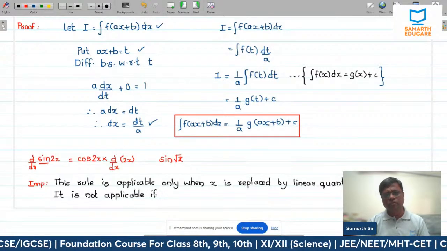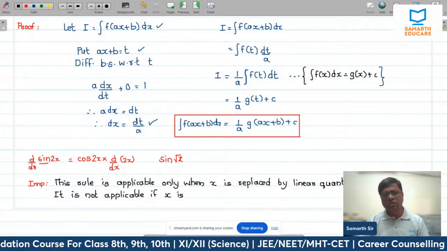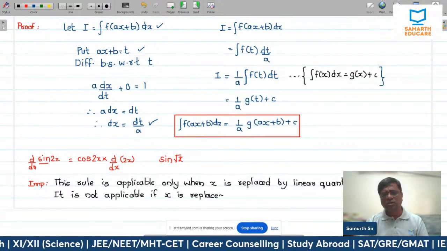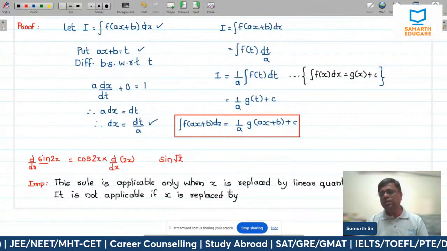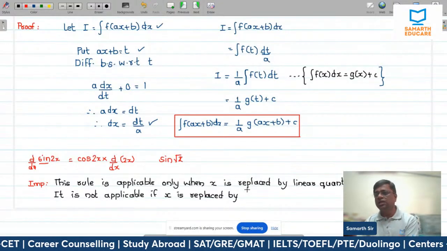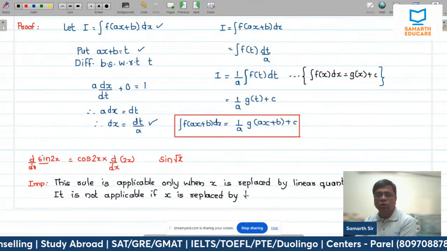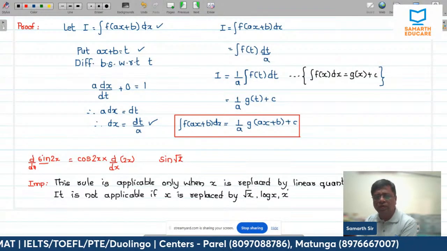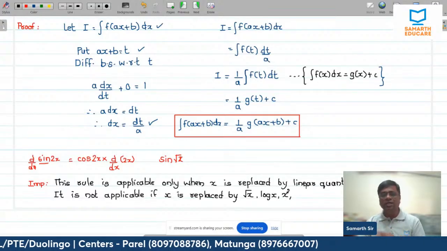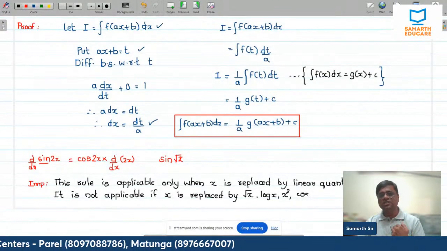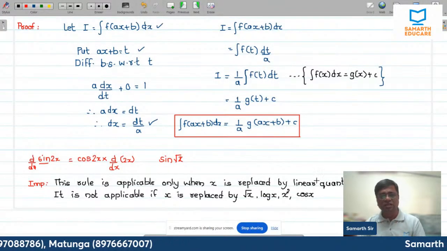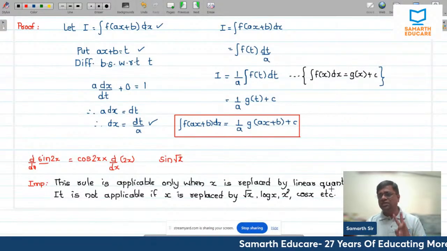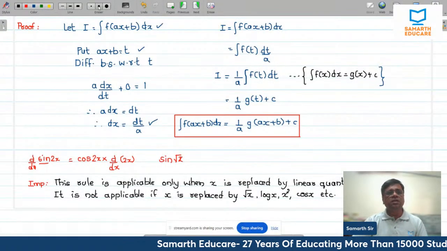if x is replaced by anything other than a linear quantity. Anything other than linear quantity, let's say root x है, log x है, x cube है, x square है, anything other than, even cos x, cos inverse x, anything, right? So this rule is applicable only when x is replaced by a linear quantity.